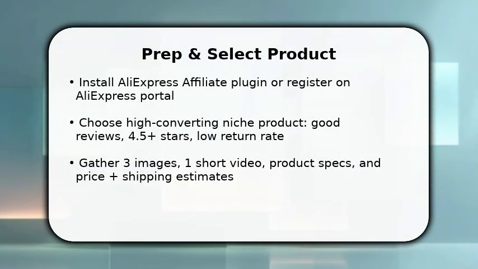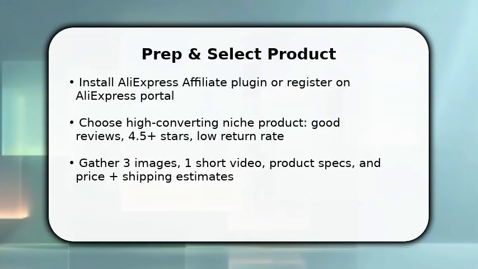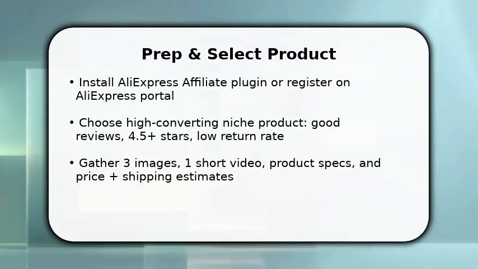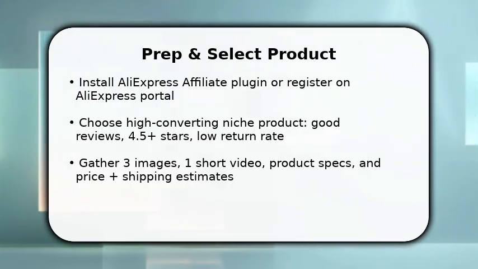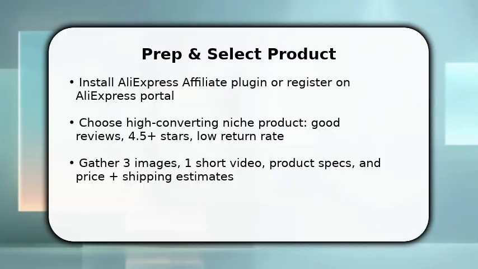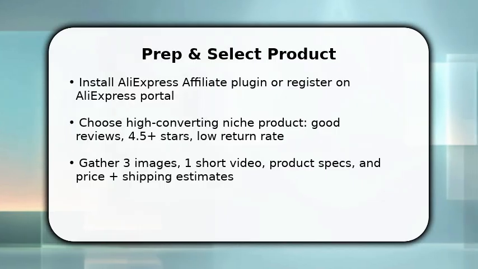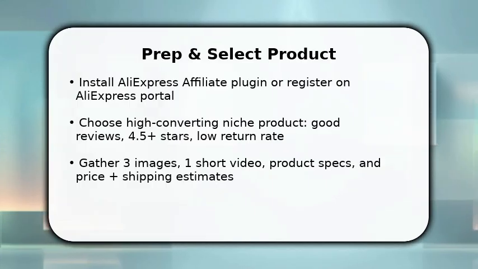You begin by picking one strong product and setting up the affiliate account now. Once done, install tracking tools and grab clean images and one short video. This saves hours later. Make sure the product has good reviews and stable shipping times so conversions aren't wasted. Then create a concise benefit list and note pricing and delivery windows to answer buyer questions quickly.